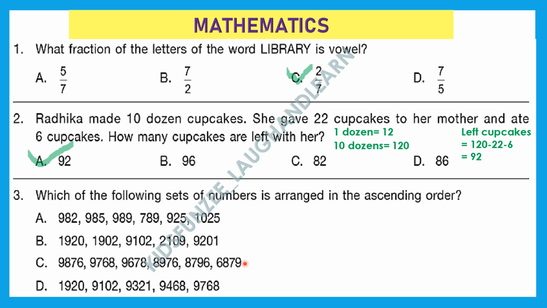Then comes D. 1920, 9102, 9321, 9468 and 9768. Now this is absolutely correct. Our correct answer is option D, which is in ascending order.